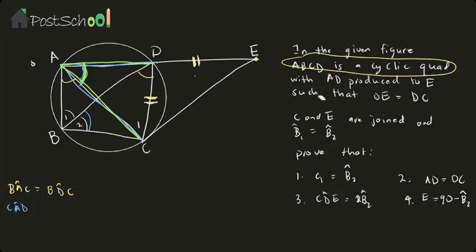Okay, let's continue. Then CAD is going to be equal to B2. Okay, let's remove this. We are going to have also this being equal to that. You can also write that down and say C1 is going to be equal to B1, because you're still starting out.